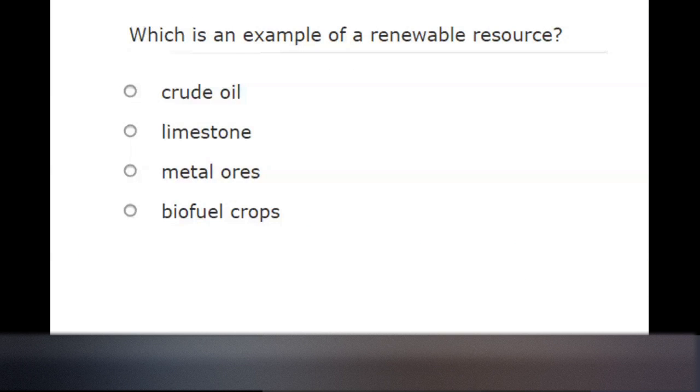Okay, so we're going to start with a short recap, in the form of a multiple choice quiz. So what I'd like for you to do, obviously there's 4 here, some of them only have 3, but whatever you think your answer is, just type it into the box and then we'll go through it like that. The first question is, which is an example of a renewable resource? 1, crude oil, 2, limestone, 3, metal ores, 4, biofuel crops. You don't need to write the whole word, you can just type in the number if you want to. I'm going to give 10 seconds to see as many answers as possible.